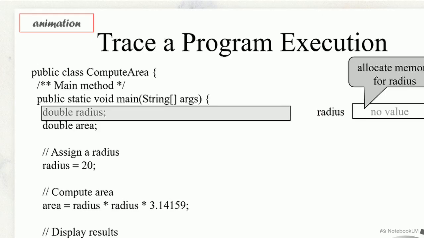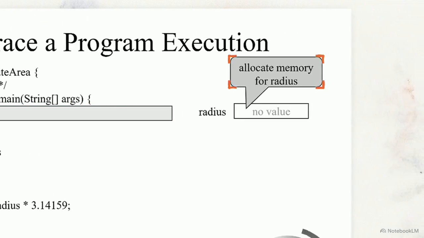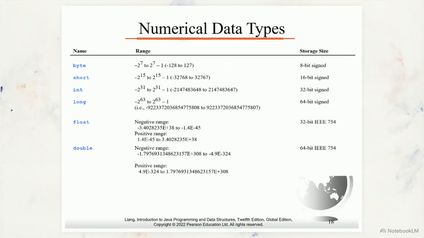Let's trace a program execution, starting at variable declaration. Here we see double radius. Declaring a variable tells the compiler to reserve a specific memory block. Notice the box is empty. No value is assigned yet, but the space is claimed. Looking at this table of numerical data types, we see exactly how big that space is. A double strictly allocates a 64-bit block of memory, governed by IEEE 754 standards.